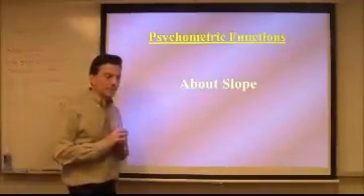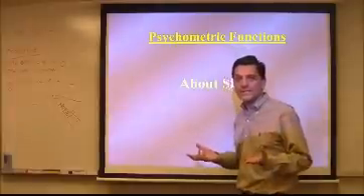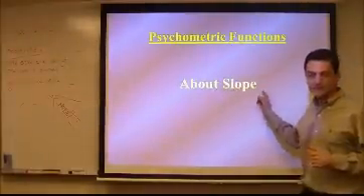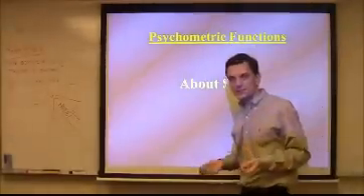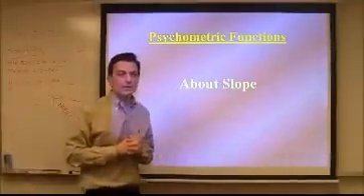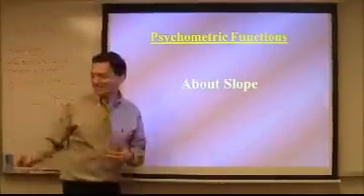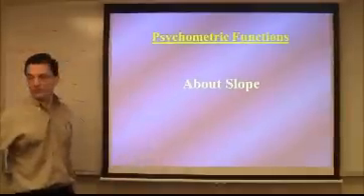Okay, so we're going to talk first about one of three important aspects of the psychometric function. We'll talk about the slope. Later on, we'll talk about the x-intercept. And after that, we'll talk about something called the goodness of fit. So let's talk a little bit about slope first.